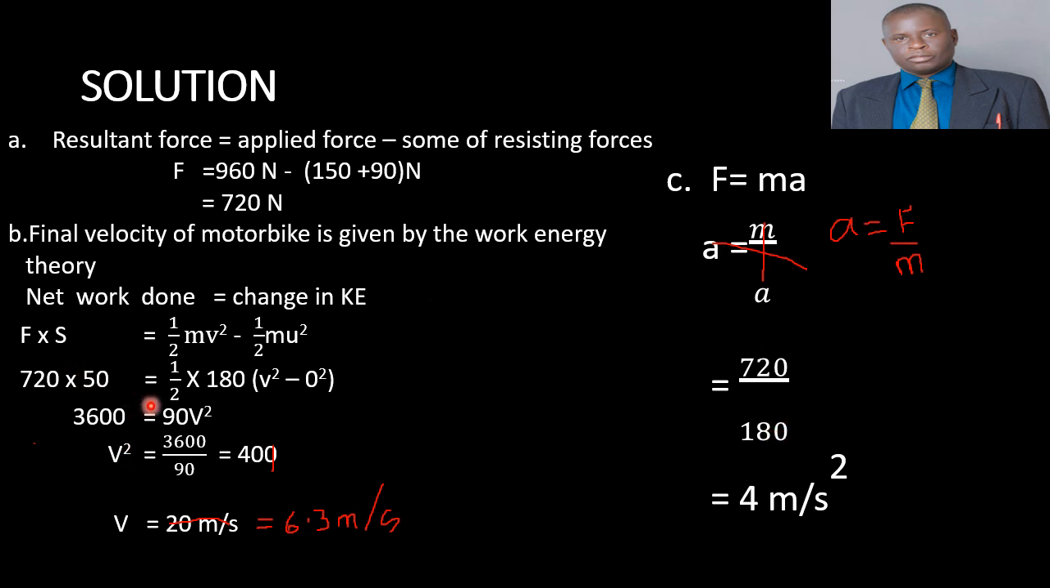All right, please check the anomalies on the calculations. This is supposed to be 0, and cross out this square root. The square root of this one, square root of 40, should be 6.3 meters per second. So that's what we have.